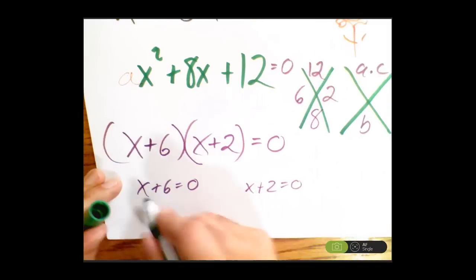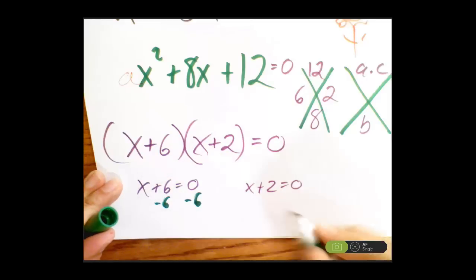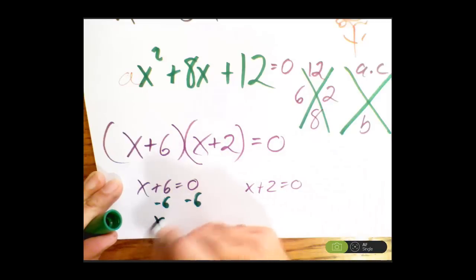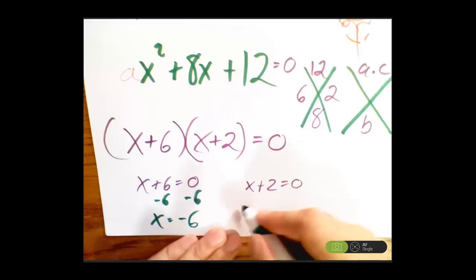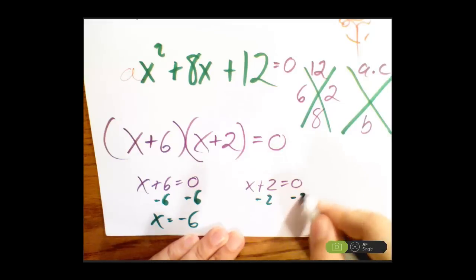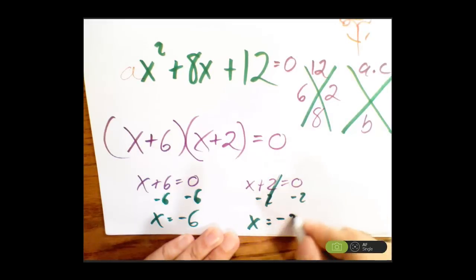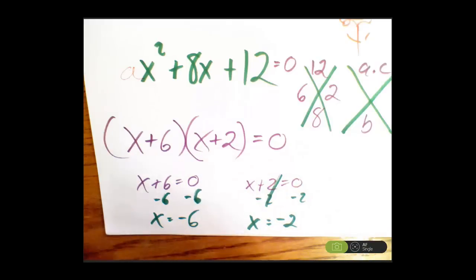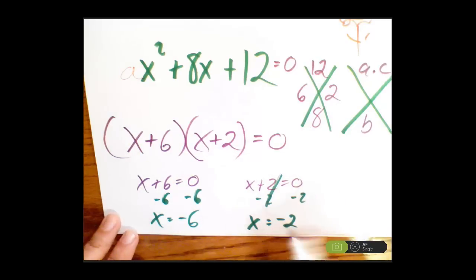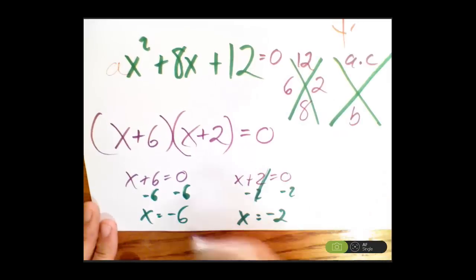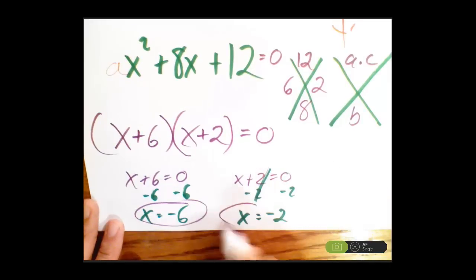Well, in this case, I would have to isolate x, subtracting 6, and I'd get x equals negative 6. In this case, I would subtract 2 from both sides to isolate x, and end up with x equals negative 2. So my two values for x would be negative 6 or negative 2. These are my two possibilities for the value of x.